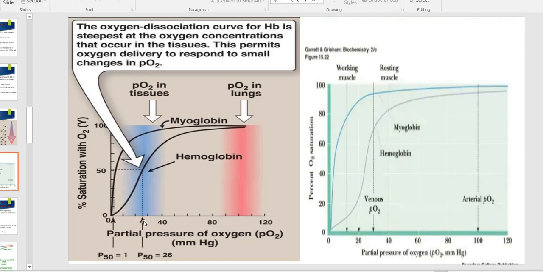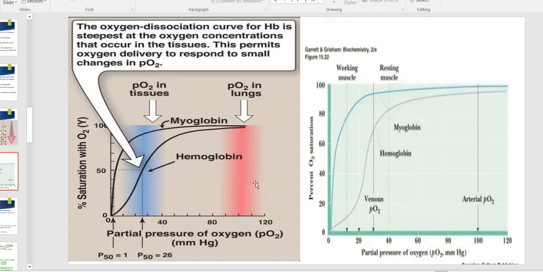But in the tissue where there is low pressure of oxygen, in this part, the hemoglobin will have low affinity. So it has low affinity to bind with oxygen, so hemoglobin will release oxygen to the tissue. And this is the main function of hemoglobin, to take oxygen from the lung where there is high pressure of oxygen and release it in the tissue where there is low pressure of oxygen.